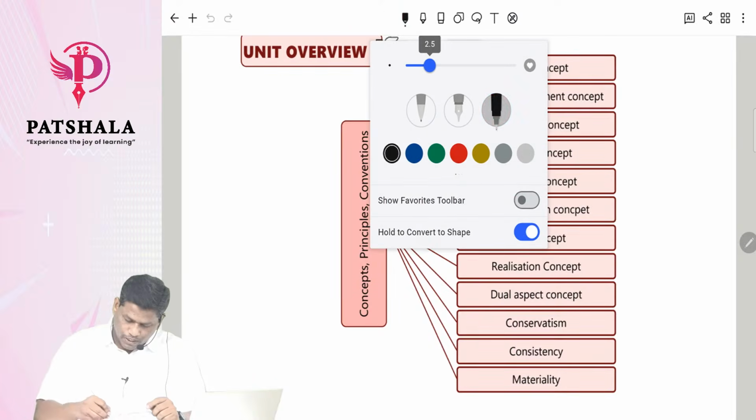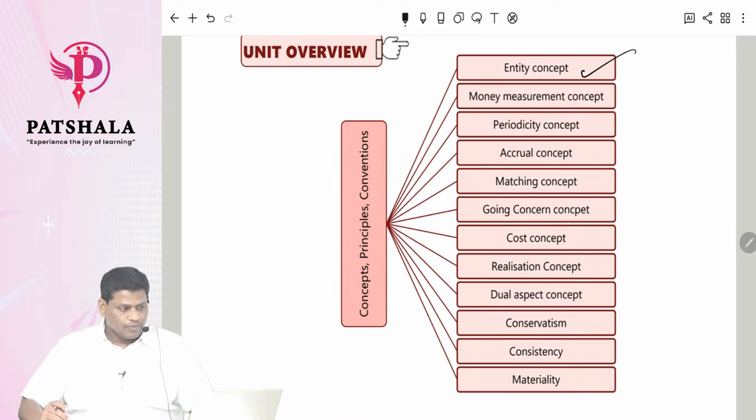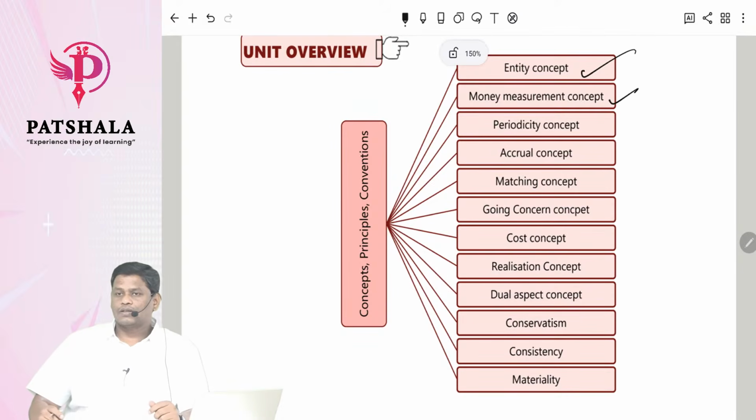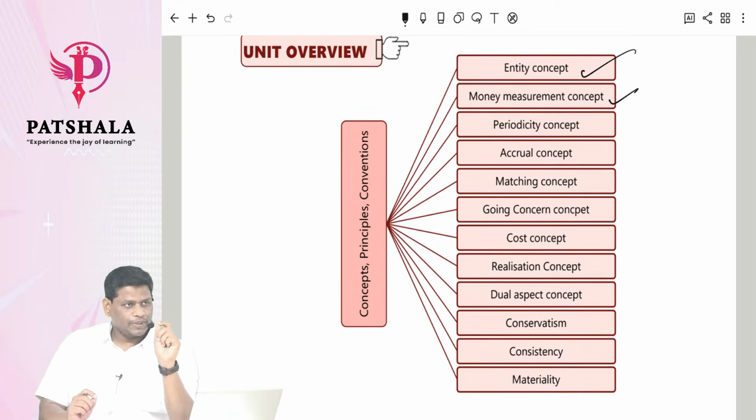Chapani, what is the meaning of the word business entity concept? Business is separate, businessman is separate. Business should always be viewed as separate from that of its owners. Then money measurement concept says that all business transactions and events should be measured in terms of money. A thing which cannot be measured in terms of money, we don't write in books of accounts. That's what is said by money measurement concept.